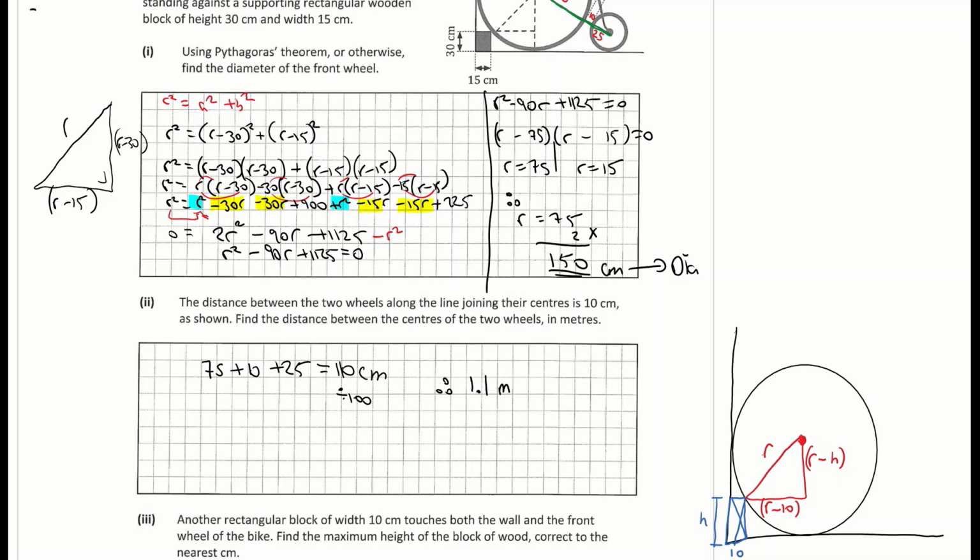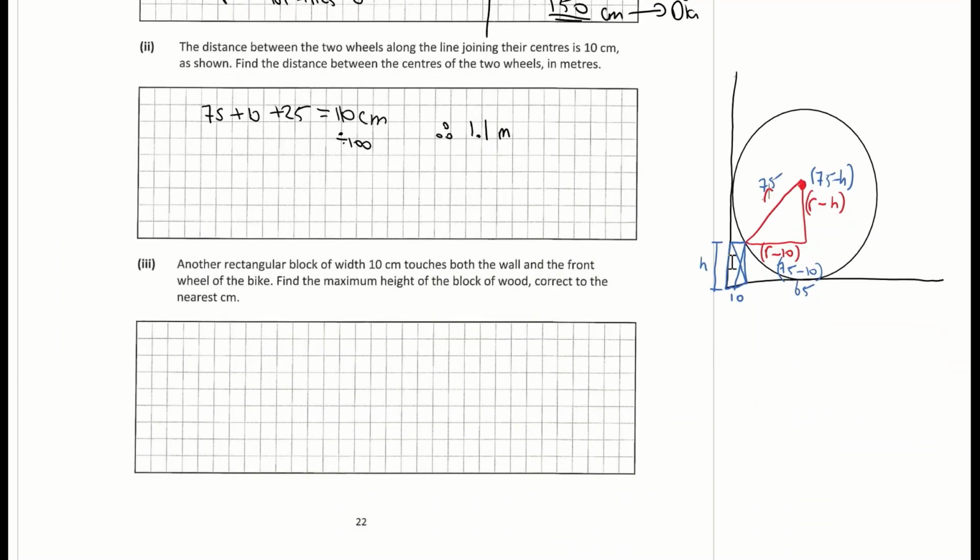I know that the radius of my circle is 75 centimeters. So I'm going to change this now to 75 minus h, because the r is 75. And same down the bottom here, I'm going to change it to 75 minus 10, which is the same as 65. And my r I'll change to 75. So I'm just going to sketch out that triangle a little bit neater now and fill in those lengths.